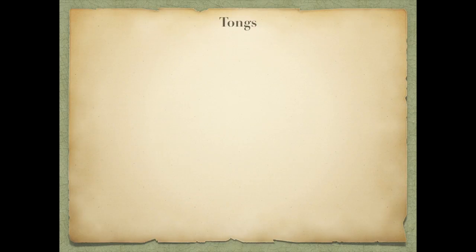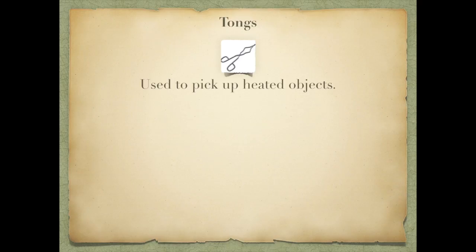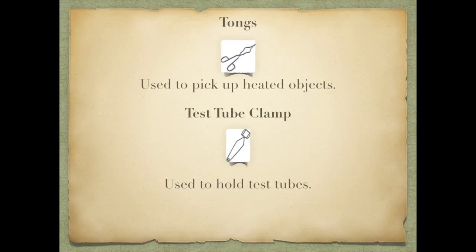The next tool are tongs. Now, tongs look like this, and tongs are used to pick up hot objects. Now, a test tube clamp looks like this, and those are used for holding test tubes. So while you might have used test tube clamps in biology, I don't believe you used tongs, and we'll be mostly using tongs in this class.